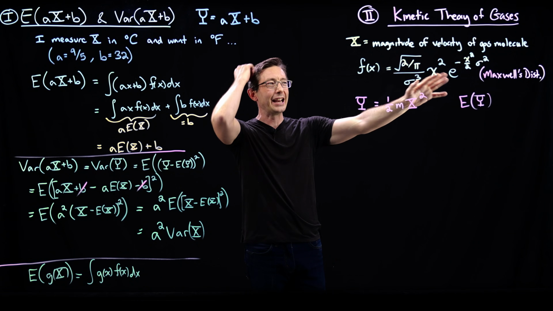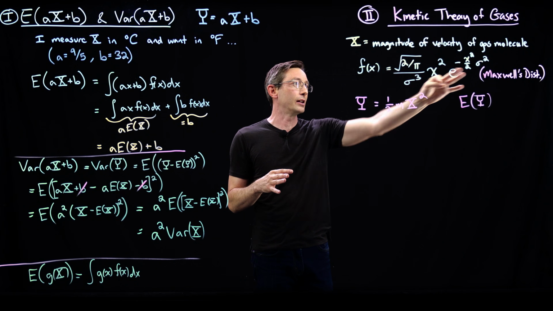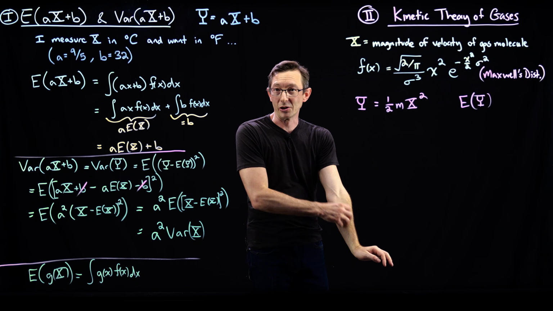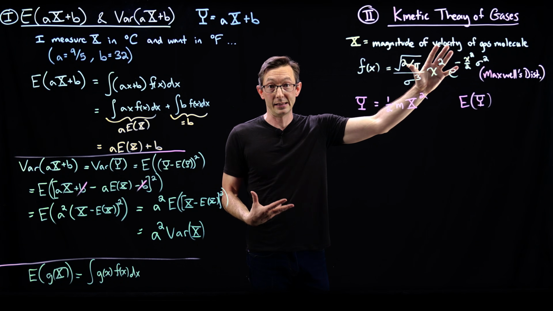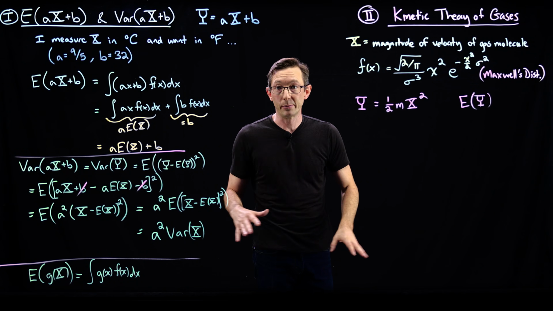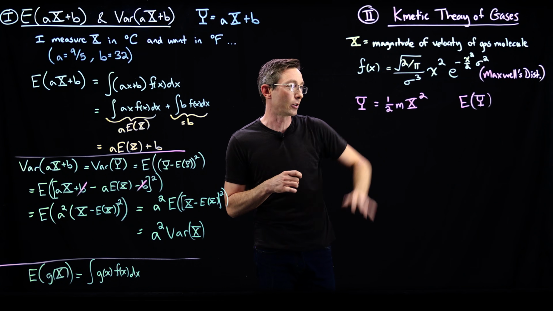Now it looks kind of like a Gaussian, but it's not a Gaussian. It has this weird x squared out here. The variances don't match. It's kind of this weird function, this Maxwell's distribution. And you can actually derive this from first principles with entropy arguments. It's really quite beautiful, but that's a different course.